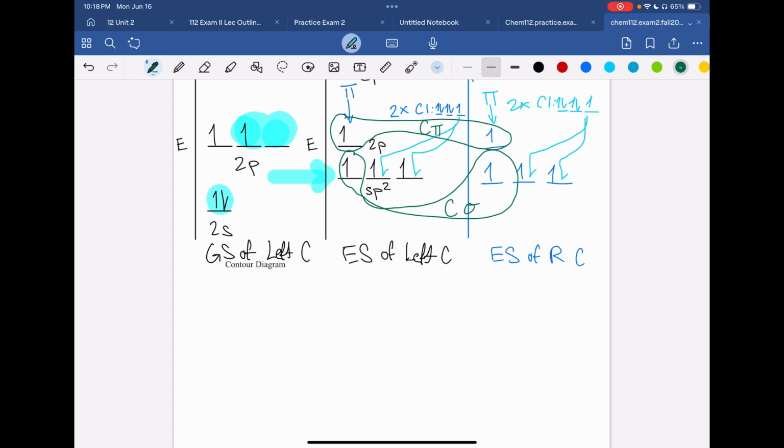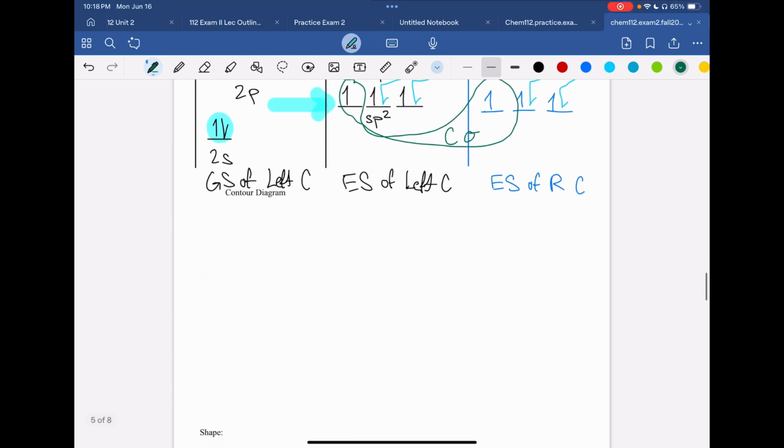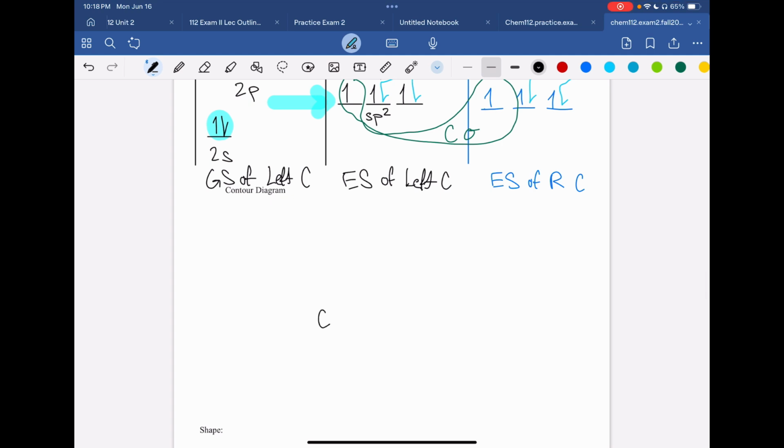Let's draw the contour diagram. It's the same as the VSEPR. You should have your carbons in the middle. Let me draw it somewhat bigger. Each of the carbons has a pair of balloons. Then it's being shared with a chlorine balloon.